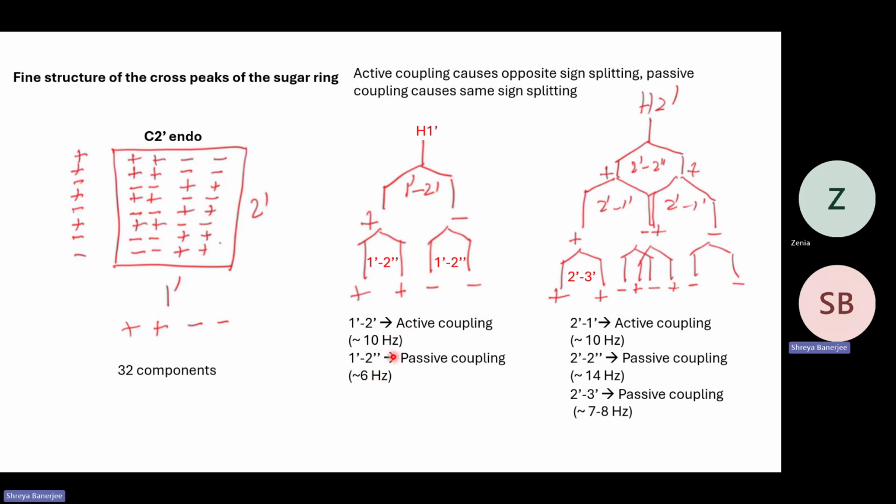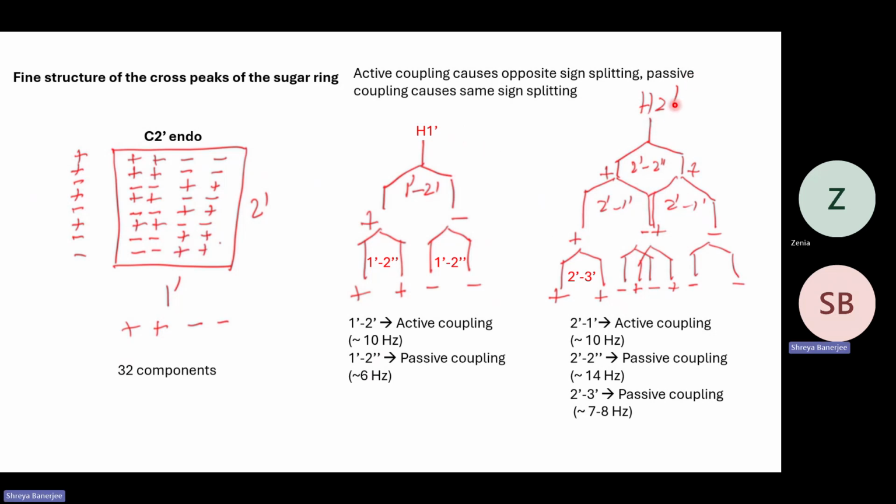Now if we look at the magnitudes, this is greater, around 10 hertz. This is lesser, around 6 hertz. So there will be no crossing. So the sign pattern is plus plus minus minus. That is what it remains for 1 prime.